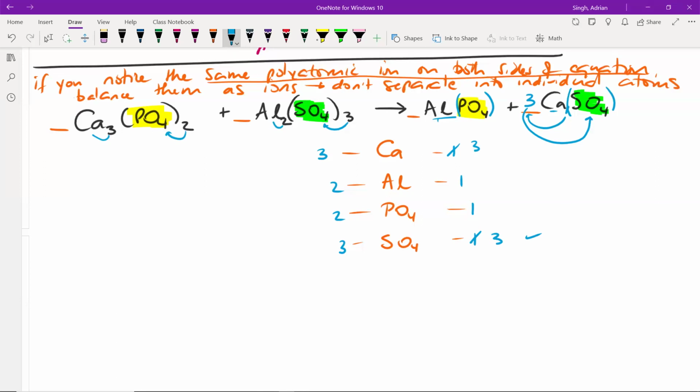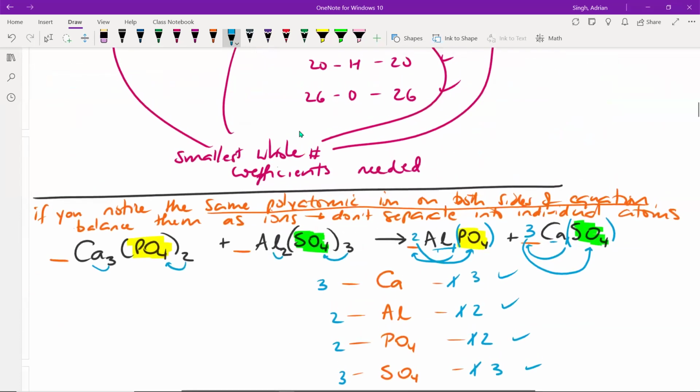On the left side, I have 2 aluminums. I need to make 2 aluminums on the right. I only have 1 to start with. So 1 times what gives me 2? 1 times 2 gives me 2. So now I make 2 aluminums. Okay, but now I've also changed my phosphates to 2 phosphates. Guess what? It now balances my phosphates, my aluminum, and my calciums. Right, that's your balanced equation for this reaction. So that's the third strategy involving polyatomic ions.